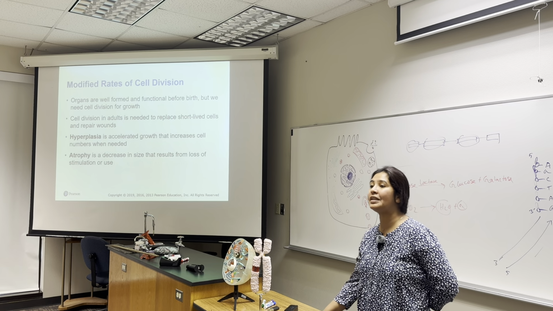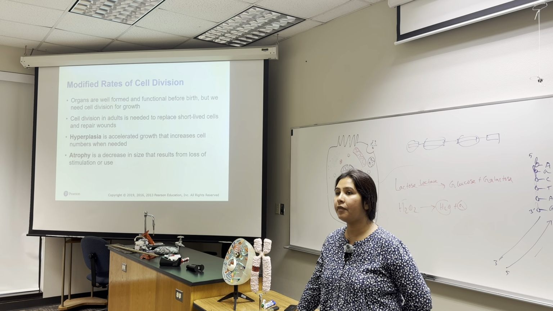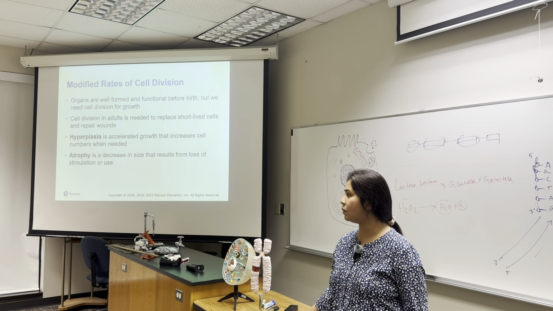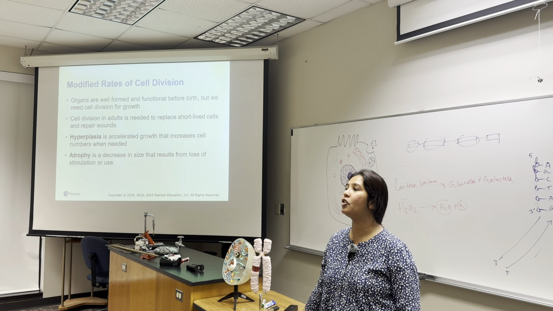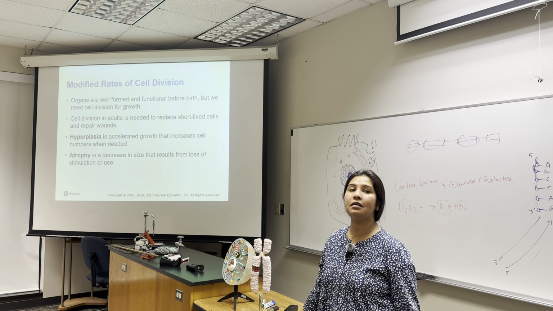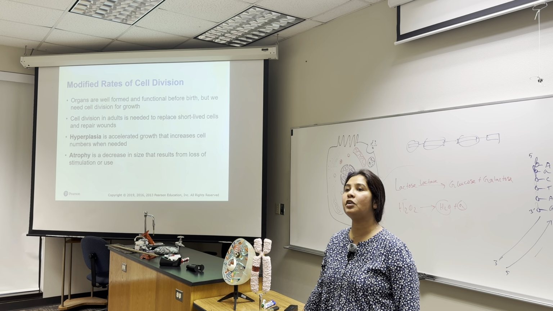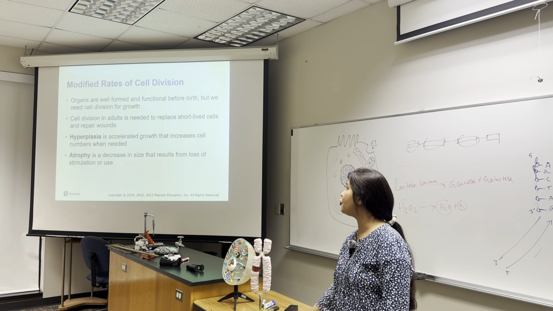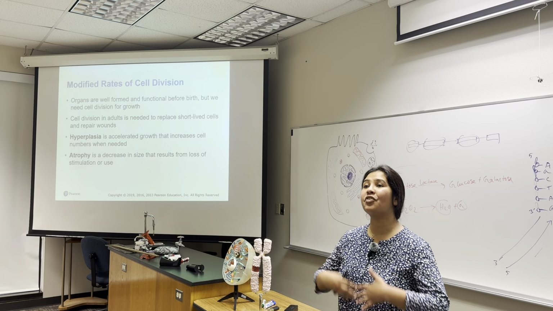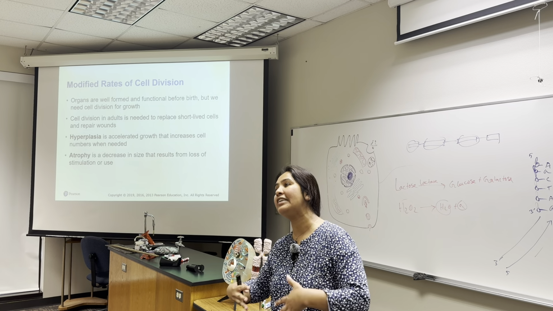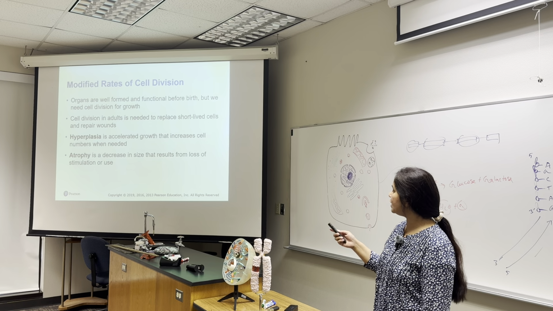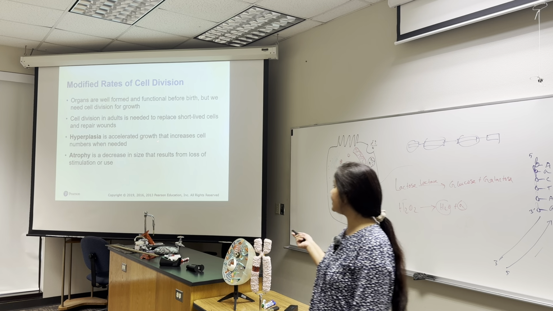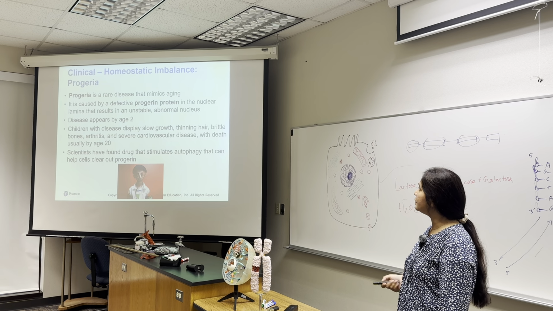So sometimes you can actually increase the cell division, right? For example, have you ever heard that the more you use your muscle, the more muscle you grow? We call that hypertrophy. But after paralysis, you are not using that part of the muscle and you start losing that muscle, right? That is called atrophy. When you decrease it, you call it atrophy. When you increase it, you call it hypertrophy. And hyperplasia is accelerated growth that increases the cell number when needed.